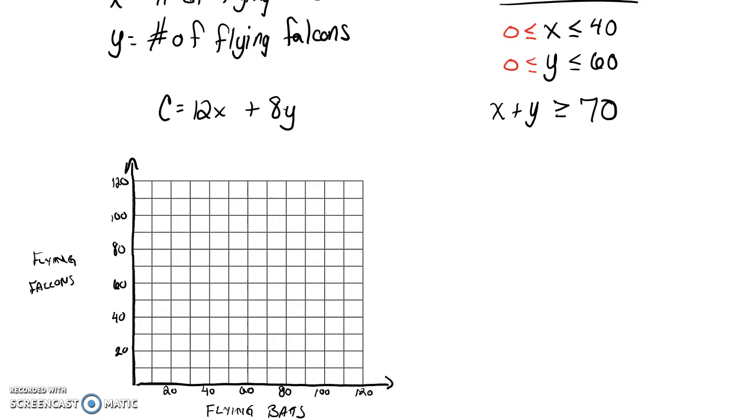Here is how I have scaled my graph. I went up by tens in the x and the y, labeled each axis. If I look at just our first two constraints about the number of flying bats and the number of flying falcons, my feasible region is in here, but then I also have to graph my last constraint.